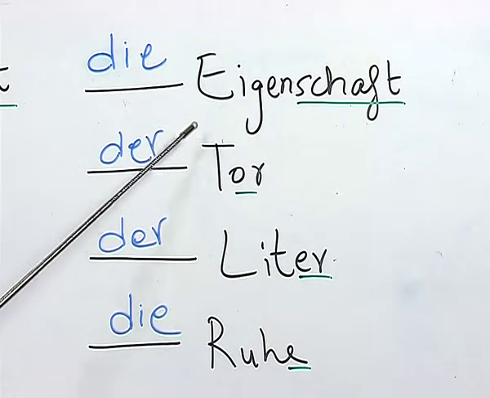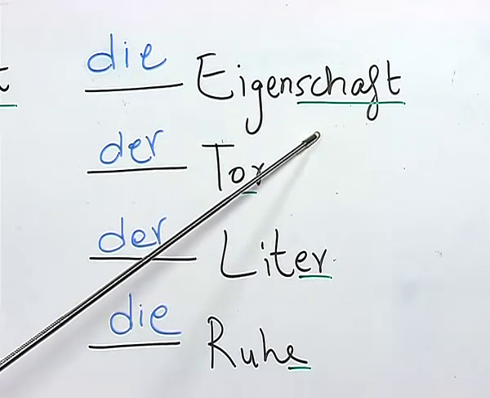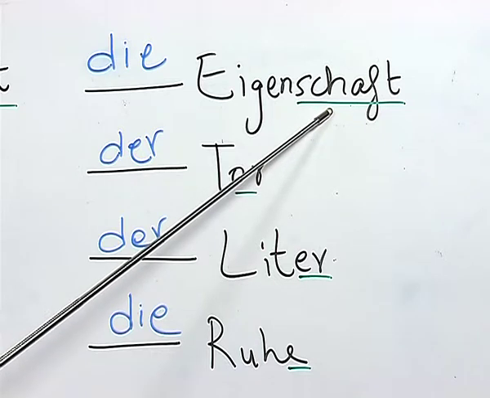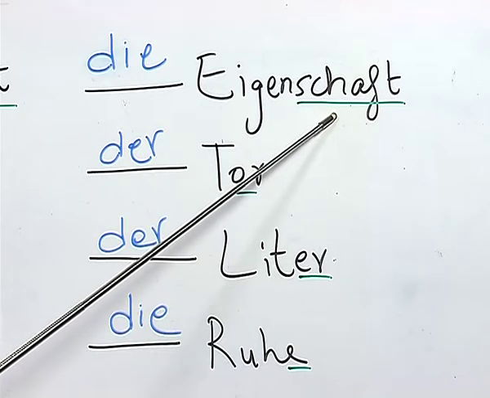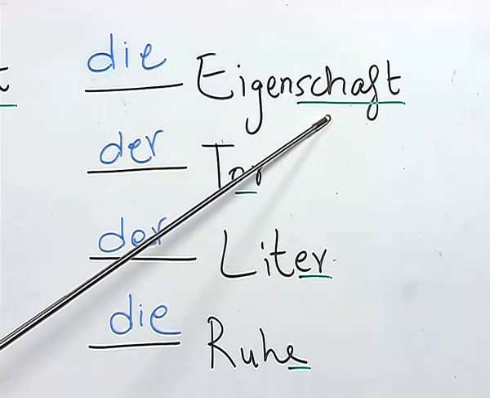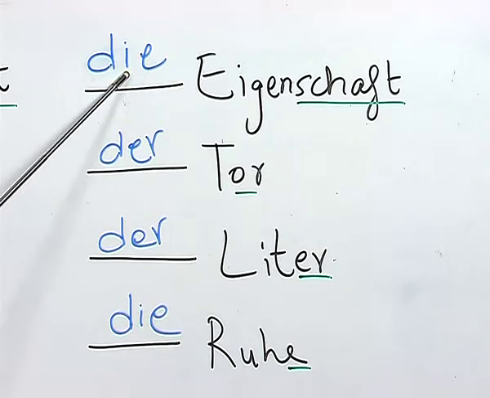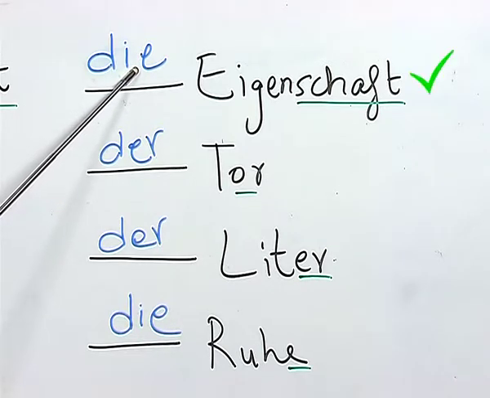Now, let us look at this noun Eigenschaft, which means quality. As you know, this word ending with -schaft makes it a feminine noun, and you know that the article for the feminine noun is die, so the student has given here also the right answer.